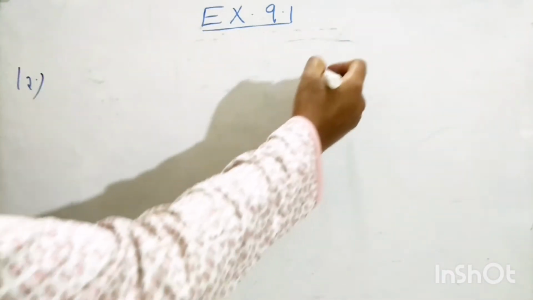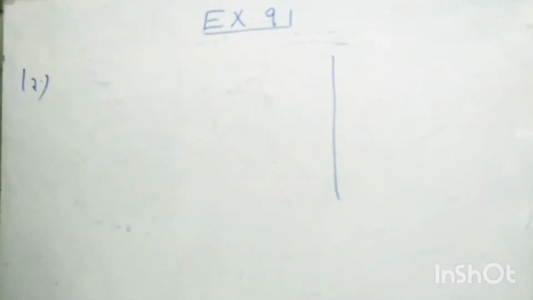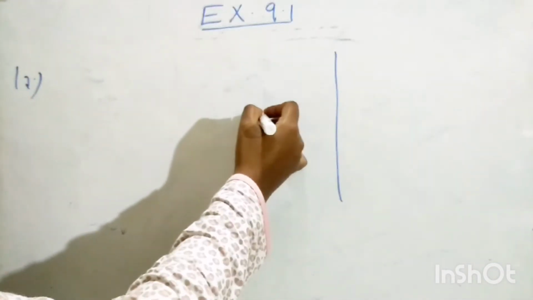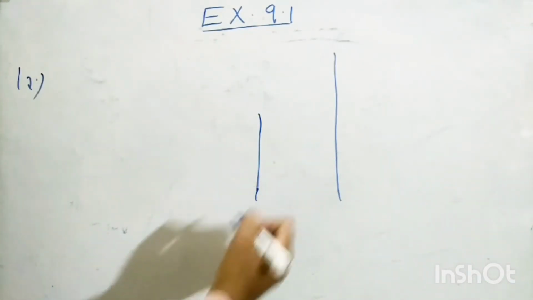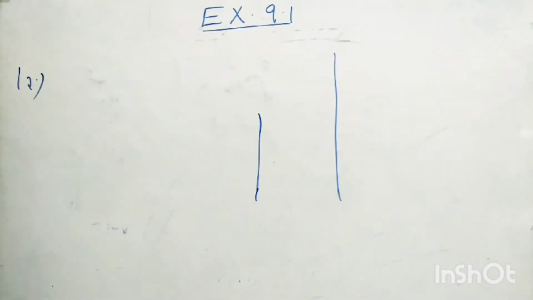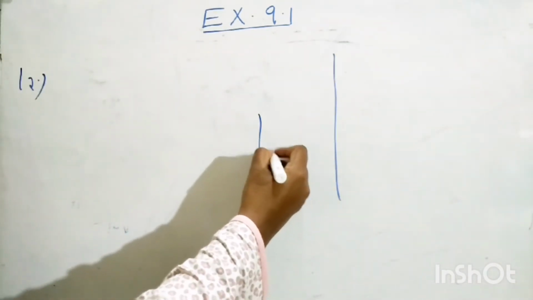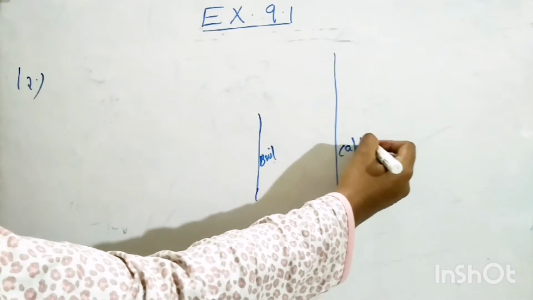So we have one cable tower and we have one building. This is our cable tower, and this is our building.